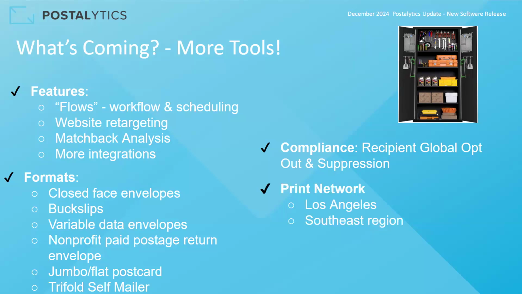And then finally, we've got more print network expansion going on. Currently, very close to rolling out in Los Angeles. That'll be first. And then we also are going to be rolling out probably later in Q1 in the Southeast region. So lots more happening on the print network. More will be happening over the course of 25.